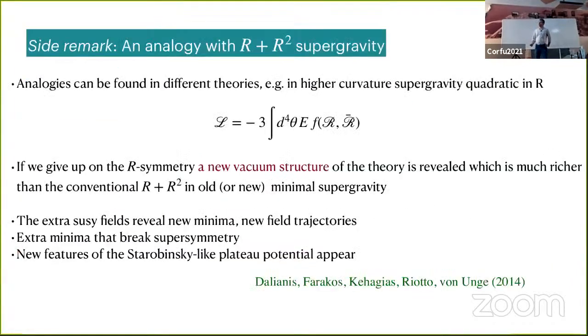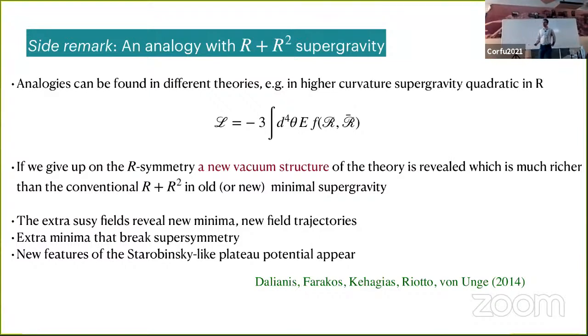Here I have added a side remark, a slide that is outside conformal supergravity. I added it for the audience who may not be familiar with N=4 conformal supergravity but are more familiar with some cosmological aspects of supergravity. I wrote here the Lagrangian of a higher curvature supergravity, R plus R squared. This is the curvature superfield. This is a well-known example because the bosonic sector of this theory gives the famous Starobinsky-like plateau potential that can give viable inflation. Several years ago, we studied with these people a modification of this function up here that violates R-symmetry. And what we found is that when you violate R-symmetry, a new vacuum structure is found.